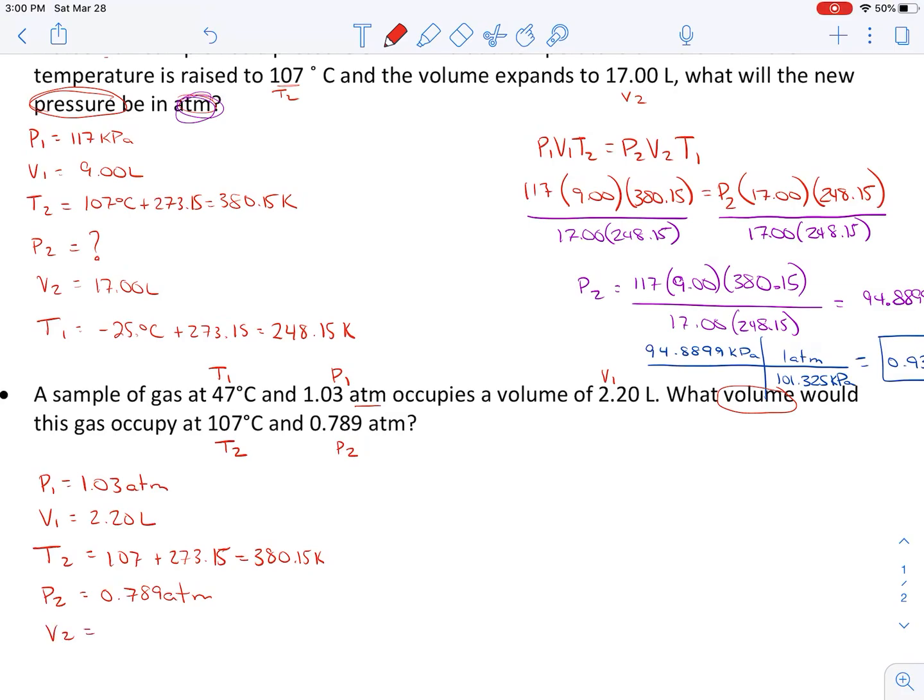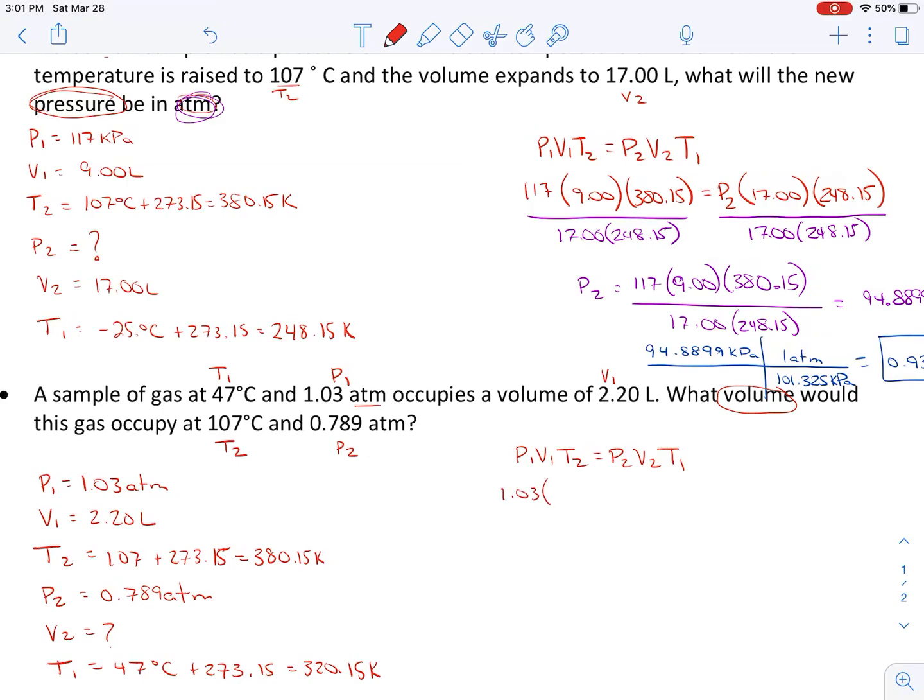V2 is our question mark. And T1, our initial temperature, is 47 degrees C. We've got to add 273.15 to that, which will give us our Kelvin. So we've got 47 plus 273.15. This gives us 320.15 Kelvin. Now we're ready to plug this baby in. Remember our formula, P1 V1 T2 equals P2 V2 T1. And now all we have to do is plug all these babies in.